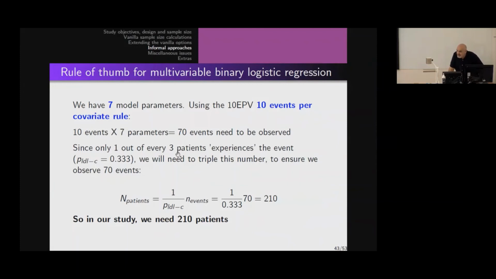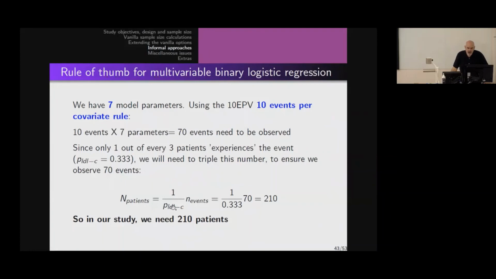Now, previous research has revealed that 1 out of every 3 patients achieves cholesterol control. So in other words, it's got a prevalence of about 33%. If only 1 out of every 3 patients controls their cholesterol and we have 70 people controlled, that means we need another 140 who aren't controlled. Does that make sense? Because we need 70 cases. To get 70 cases, we need 210 patients because only a third of them will be a case. It really is as simple as that.